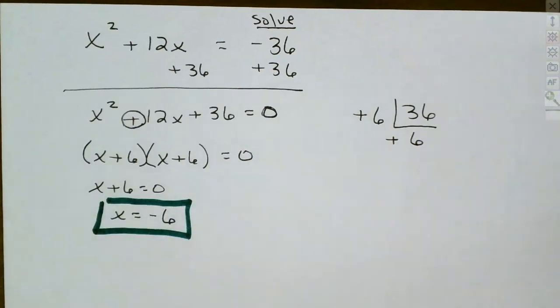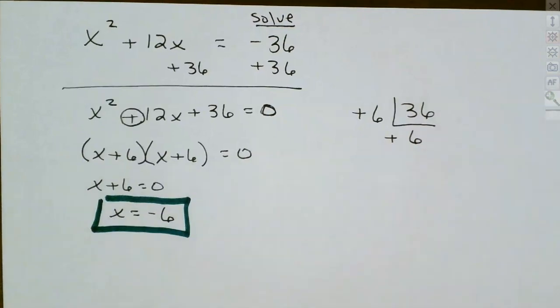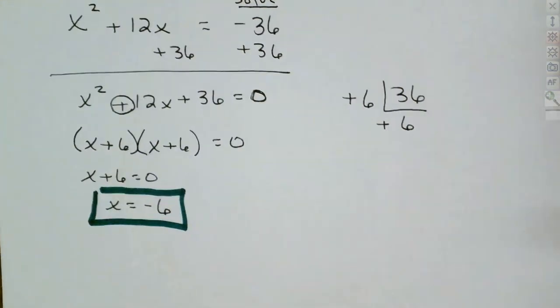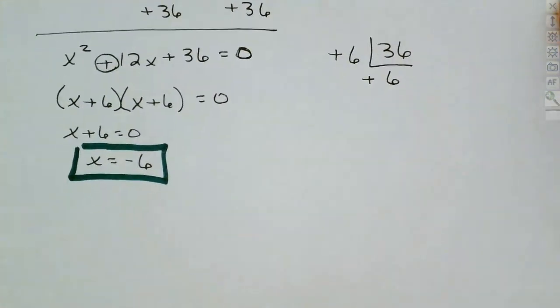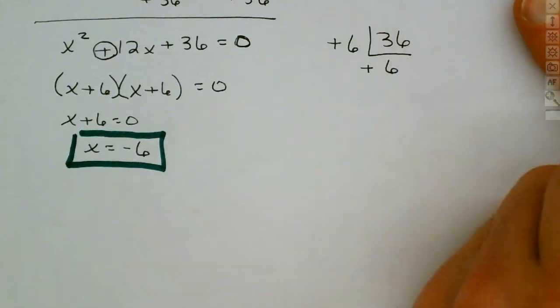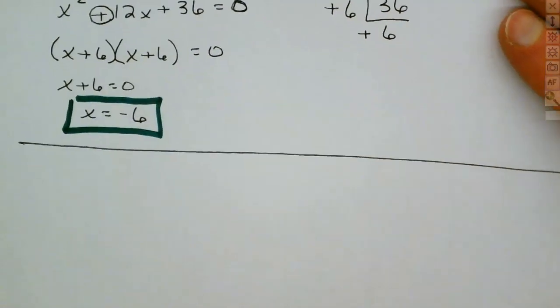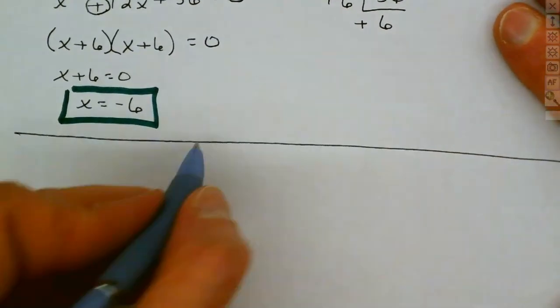I also like to always write them out and move it over, because a lot of times students make a mistake and forget to change the signs. Okay? You only got one solution, right? Even though the highest power is 2. This is a double root. It's also called a perfect square trinomial. Now let's look at some where we have to factor by grouping.